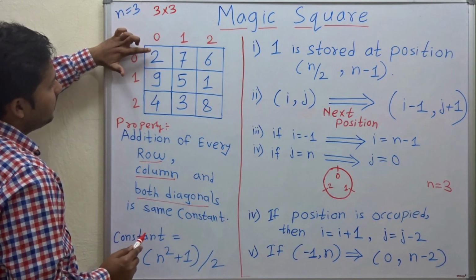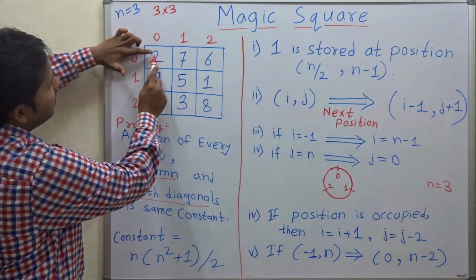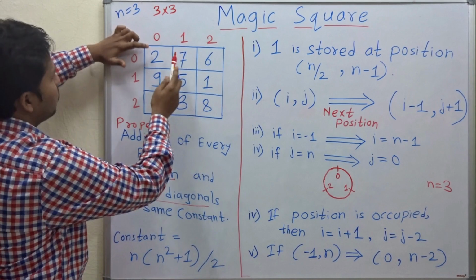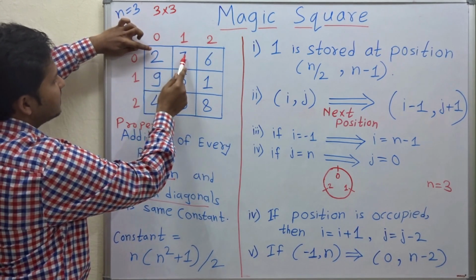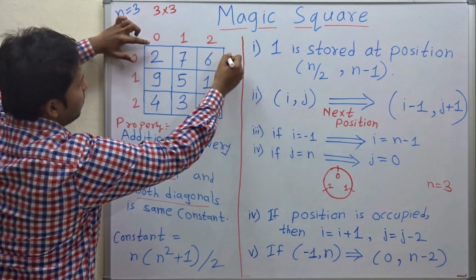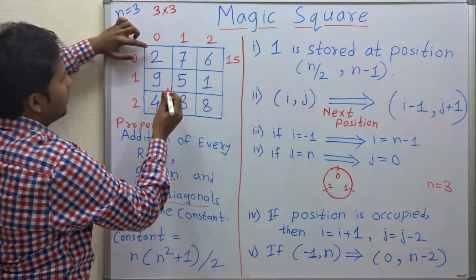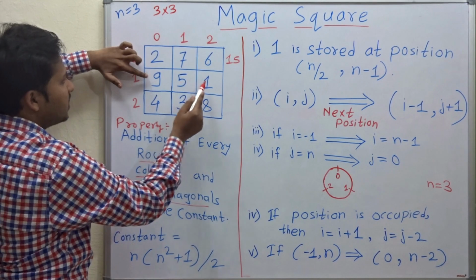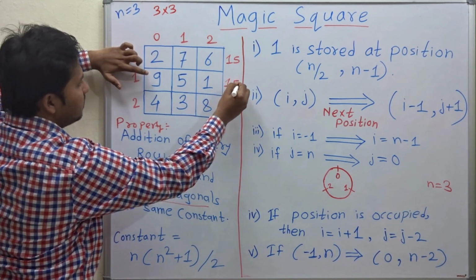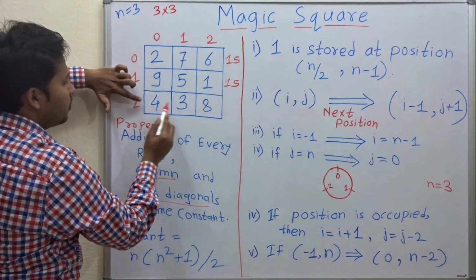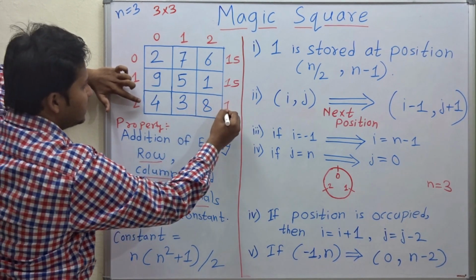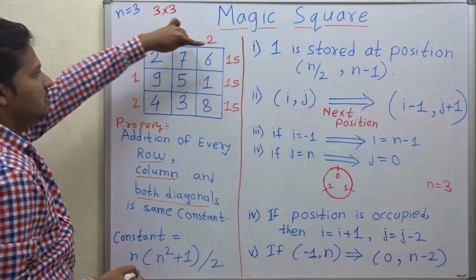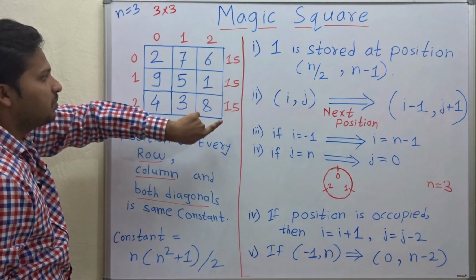So see here, suppose you add all the elements in the first row. So see, 2 plus 7 is 9, 9 plus 6 is 15. Okay. Then second row, 9 plus 5 is 14 plus 1 is 15. Then third row, 4 plus 3 is 7, 7 plus 8 is 15. See, the addition is same.